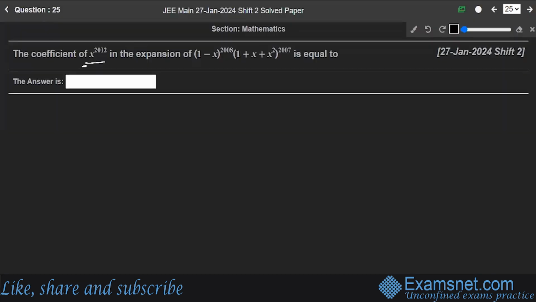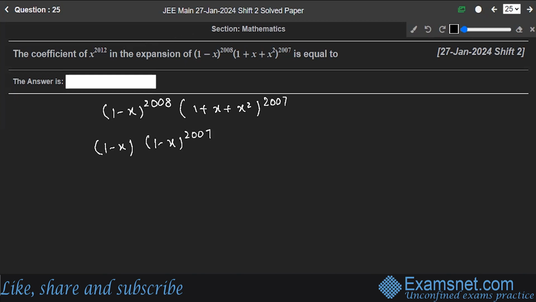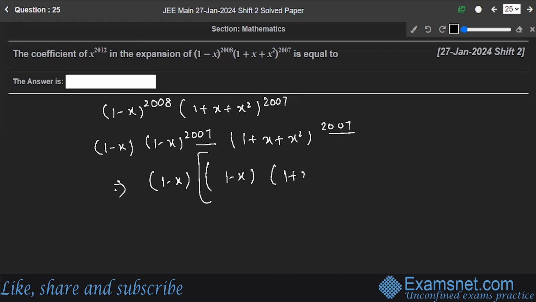Question number 25: the coefficient of x raised to 2012 in the expansion of this whole expression is equal to. Let's write down the expression. You have 1 minus x raised to this, 1 plus x square raised to this. To make the powers equal, I'll write it as 1 minus x raised to 2007 into this expression. So powers are the same, bases will multiply.